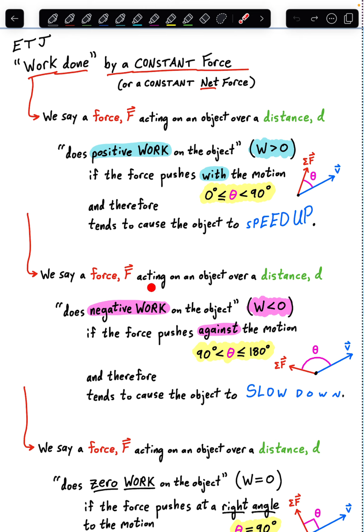We say a force acting on an object over a distance d does negative work on the object, work W < 0, if the force pushes roughly against the motion. There's an obtuse angle between force and velocity, and therefore it tends to cause the object to slow down. So we call this positive work, we call this negative work.